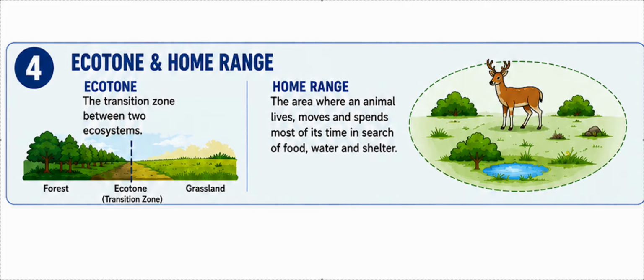Then home range. Home range you can see in the picture itself. For ecotone also you have the picture. There is a forest, there is a grassland, in between there is a transition zone. And if you see the home range, it is very clear from the picture. I will explain. It is the area where an animal normally lives and searches for food. Got it? Example, imagine your daily life. You live at your home, then you go to office, then you go to market, then you go to gym. So you move within these places, right? That is your home range. Similarly, a tiger may roam over 50 to 200 square kilometers for food. That is its home range.